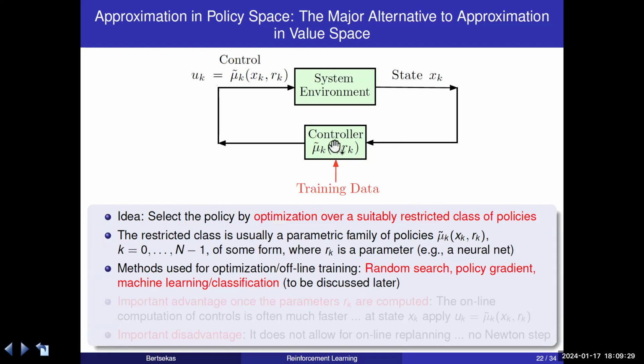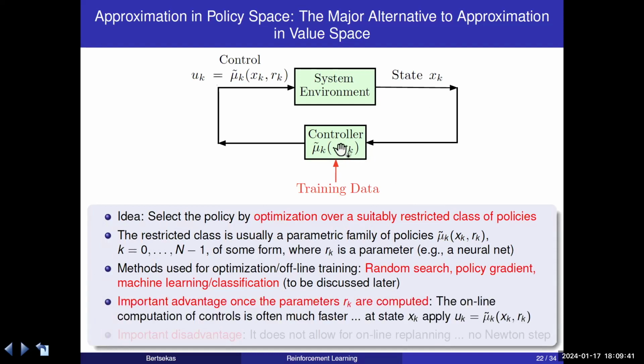It's important to realize that this is not an online method. It's not used in real time. It's used offline. You train a policy offline, and then you use it in real time, but it has an important advantage then. Once you have calculated the parameters, this controller will spit out controls very quickly. You observe the state, goes through this neural network, the answer is immediate.